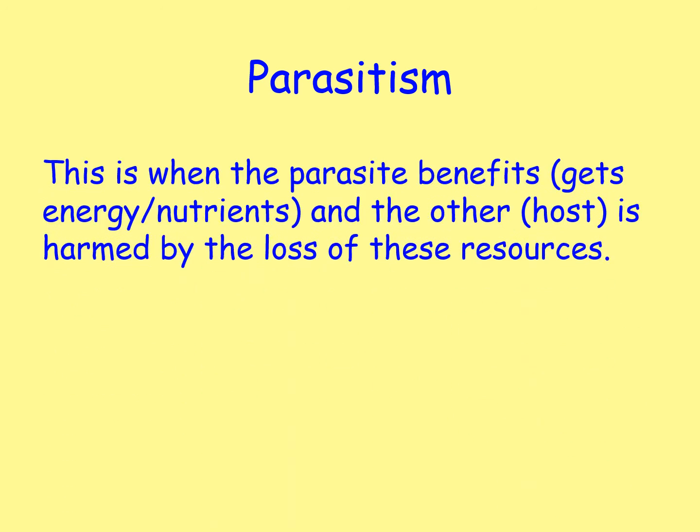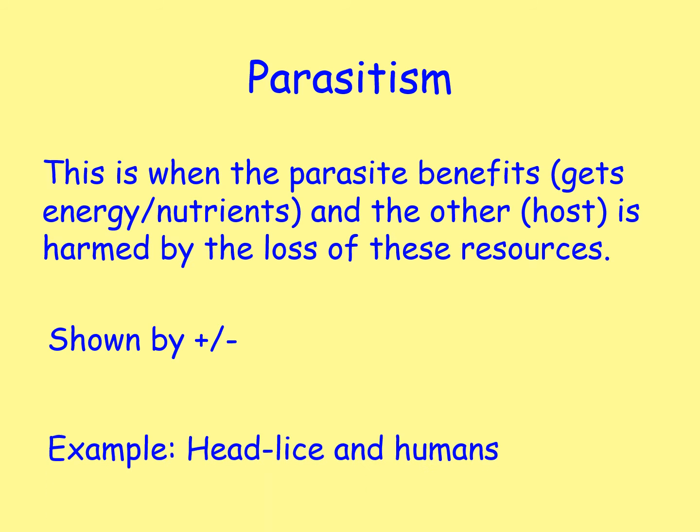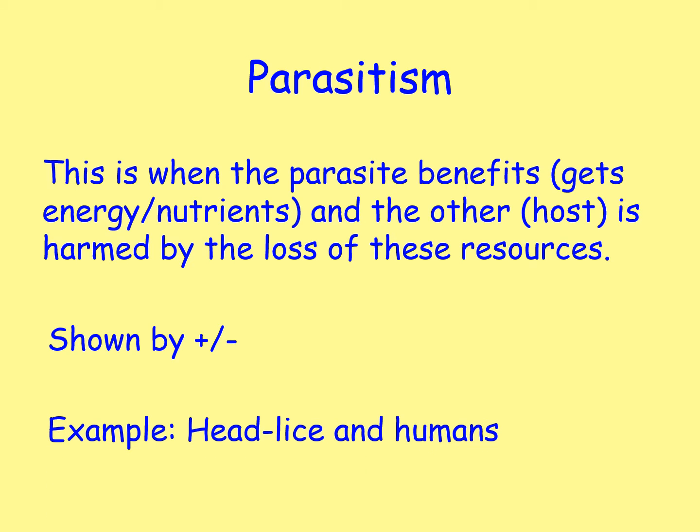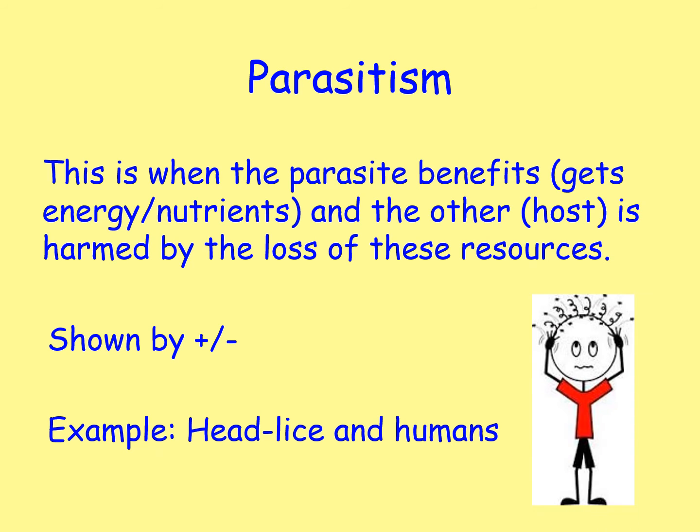Parasitism is the other type of symbiotic relationship, and in this particular relationship, one of the organisms, the parasite, benefits because it gets energy and nutrients, and the other organism within the relationship, the host, is harmed by the loss of these resources. And this is shown by a +- symbol. A good example of parasitism is head lice in humans. The head lice will benefit because it gets a nice food source and some shelter, whereas the human is going to be negatively impacted because it could possibly contract diseases from the head lice.